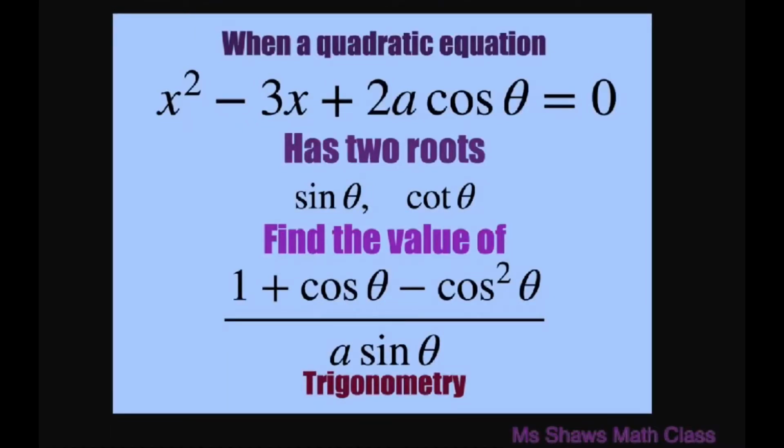One, when a quadratic equation x squared minus 3x plus 2a times cosine of theta equals 0 has two roots, sine of theta and cotangent of theta, we're going to find the value of 1 plus cosine of theta minus cosine squared of theta, all divided by a sine of theta. All right, since we have a quadratic equation, we're going to look at the relationship between the roots and the coefficients, namely our product and sum of the roots.